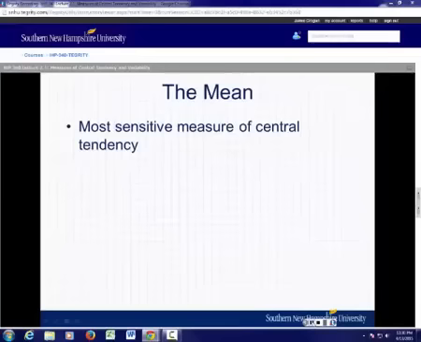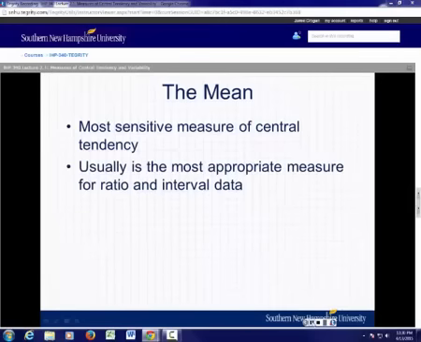The mean is the most sensitive measure of central tendency because it uses every score in the data set for its calculation. So to calculate the mean, you add up every individual score and you divide by the number of scores. Usually the mean is most appropriate for ratio and interval data. These are data that have decimal points that can be positive or negative. Most of the things that we measure are either ratio or interval data.